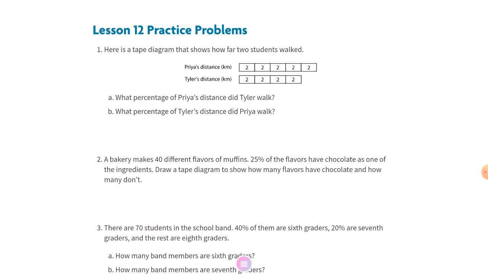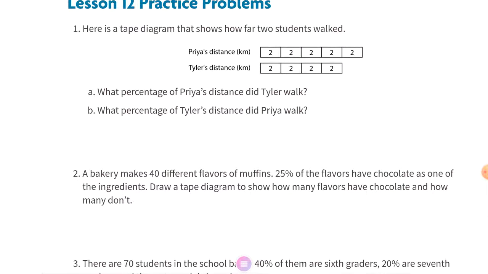Okay, number 1 says, here's a tape diagram that shows how far 2 students walked. It shows Priya's distance, Tyler's distance. What percentage of Priya's distance did Tyler walk? Now, walking around, I saw a lot of you had the right answer. What is the correct answer? 80%. Okay, let's talk about different ways to get that same answer.